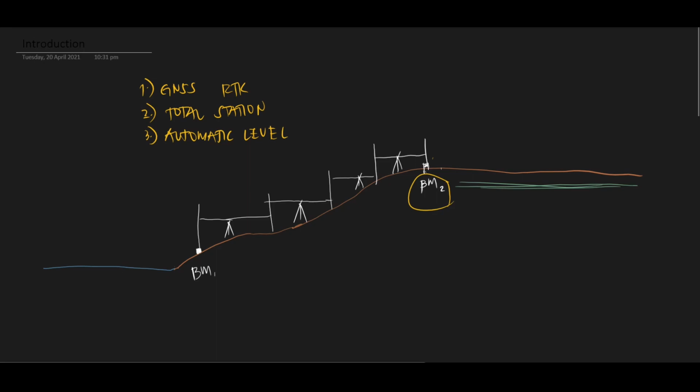So let's say, for example, let's go back to our problem. And let's say, for example, that the distance from BM1 to BM2 is about 10 kilometers. So that's far. It's very far. And then the accuracy requirement for your project is about 0.2 meters or 20 centimeters. Okay, that's the allowable accuracy. So for this particular project, in my opinion, the best instrument to use would be the GNSS RTK.